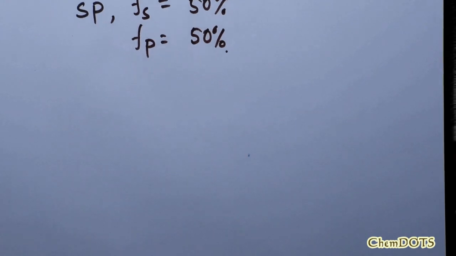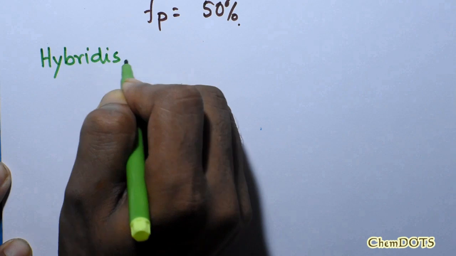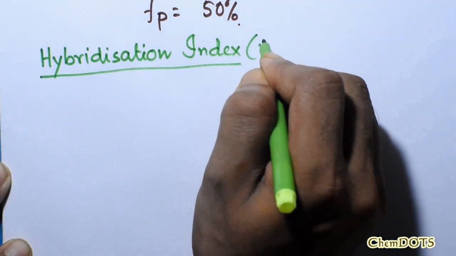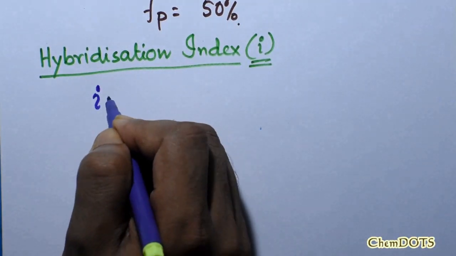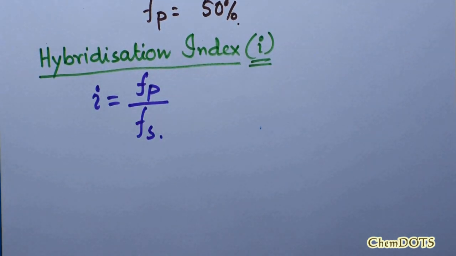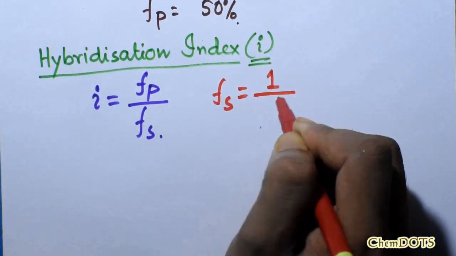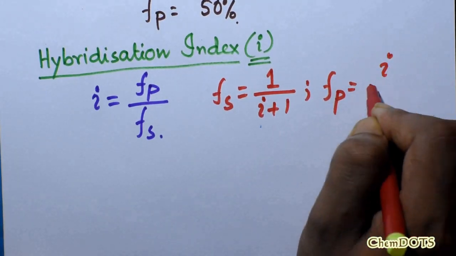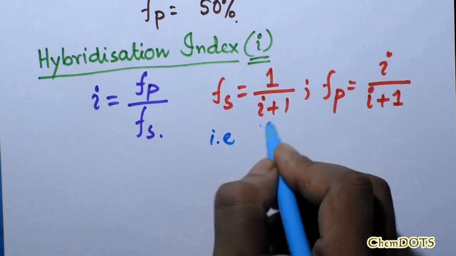Now let's discuss the hybridization index. The hybridization index is a parameter by which we can determine how much excess p character there is, that means the p character upon s character. It is denoted by small i, and i is fp by fs, that means the fraction of p character divided by the fraction of s character. From there, fs will be 1 by i plus 1 and fp will be i by i plus 1. So from these two equations, we can say that fs plus fp will be 1.